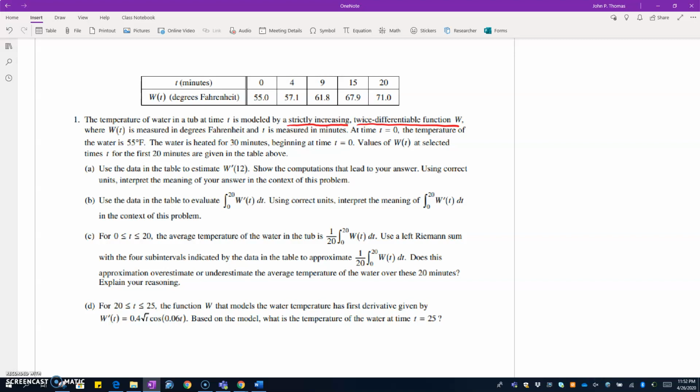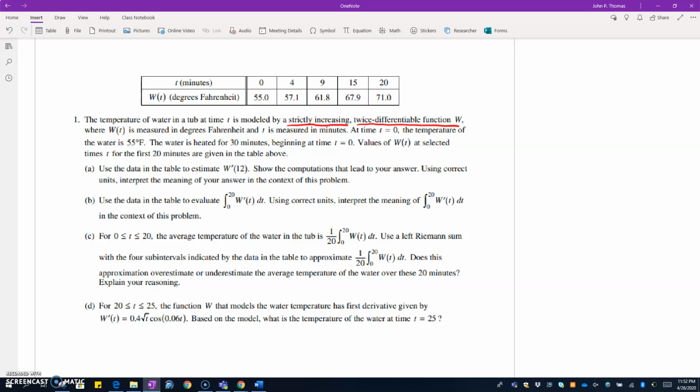At time t equals 0, the temperature of the water is 55 degrees Fahrenheit. All right, and the water is heated for 30 minutes beginning at t equals 0. Values of W of t at selected times t for the first 20 minutes are given in the table. So the water's heated for 30 minutes. They're giving you information about the first 20, and it's a strictly increasing function as we go through.